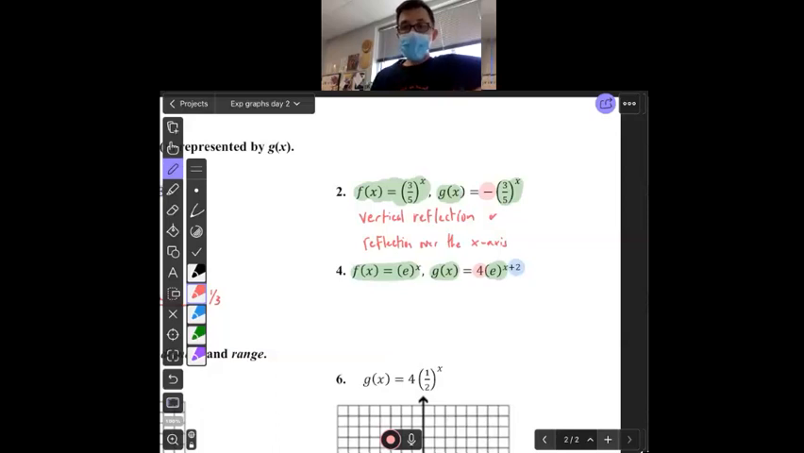So what about 4? What's one of the transformations on 4? Left 2, okay. So make sure you use all your vocabulary though. Still, shift left 2 units. Negative still.